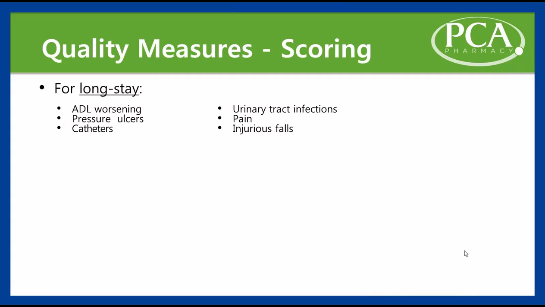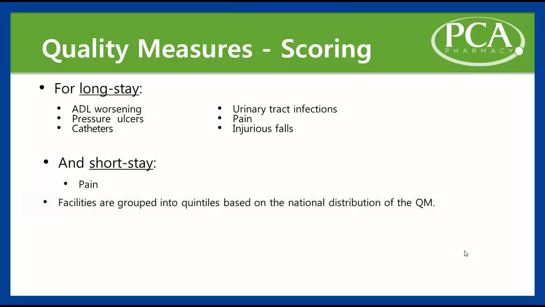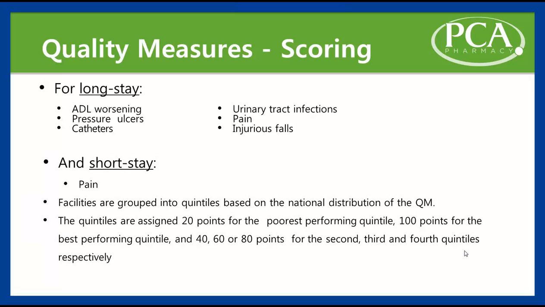For quality measure scorings, for the long stay quality measures, the ADL worsening, pressure ulcers, catheters, urinary tract infections, pain, and injurious falls. And in the short stay category, the pain, the facilities are grouped into quintiles based on the national distribution of those quality measures. The quintiles are then assigned 20 points for the poorest performing quintile, 100 points for the best performing quintile, and then 40, 60, or 80 points, depending on which quintile they fall into.